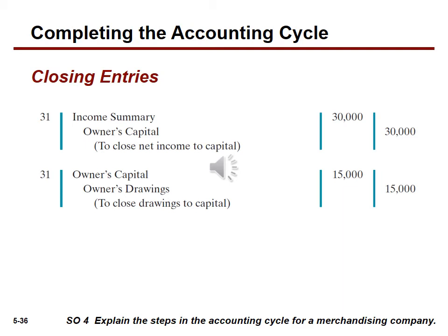And finally, the owner's capital is going to be debited for the amount that the owner actually withdrew within that specific financial period. So in our example here, we have a $15,000 owner's drawings. We're going to credit that and debit owner's capital for the same amount.